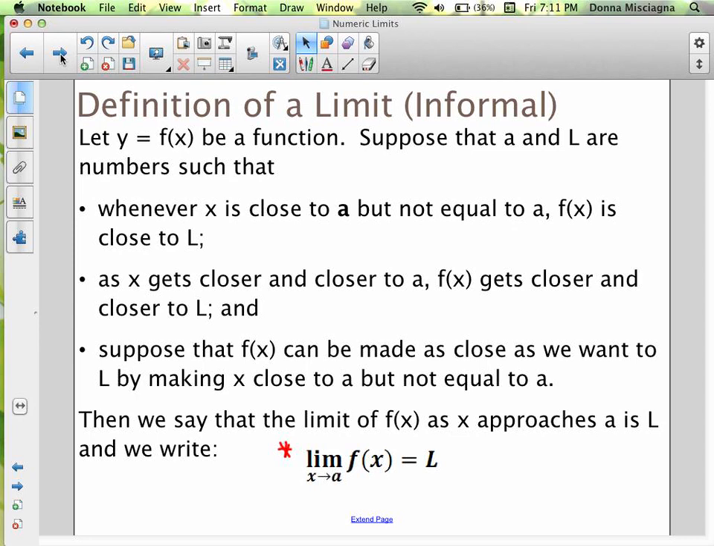So we're looking at what's happening to the function as x gets closer and closer to some value. And our function is going to get closer and closer to the limit as x gets closer to a, so long as that limit exists. And in this lesson, we're going to look at limits that exist and don't exist.